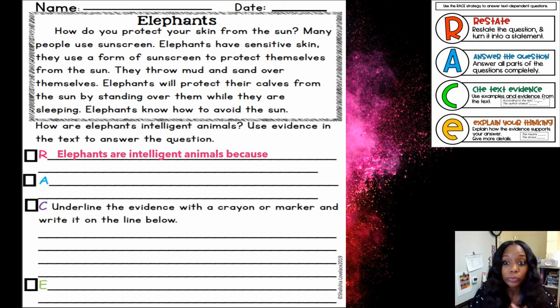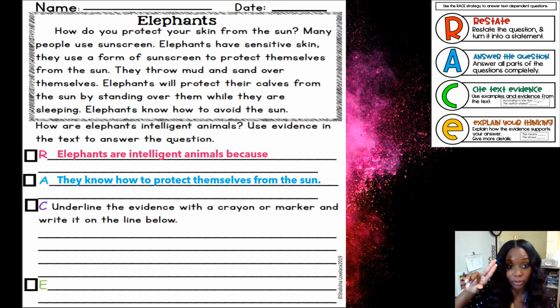So this is how we restate this question. Elephants are intelligent animals because. We use the word because as a transition word because now we need to answer our question. And here is our answer. They know how to protect themselves from the sun. So if we put the R and the A together, this is how it reads. Elephants are intelligent animals because they know how to protect themselves from the sun.